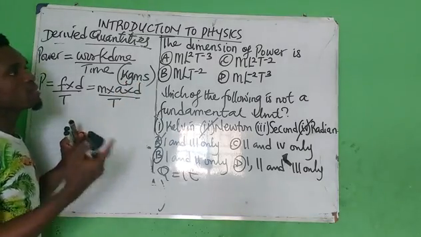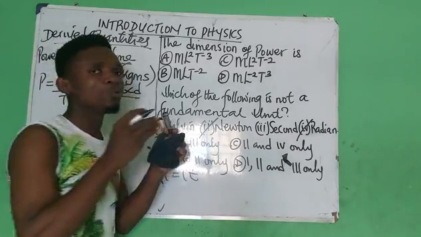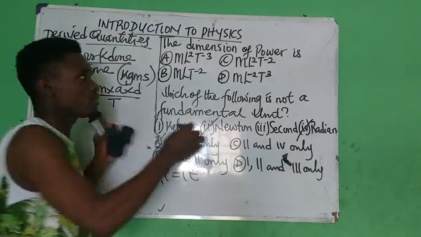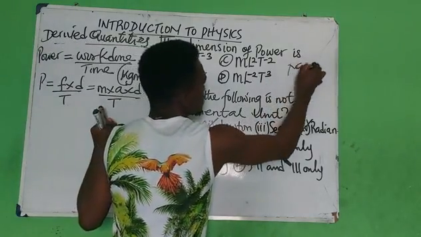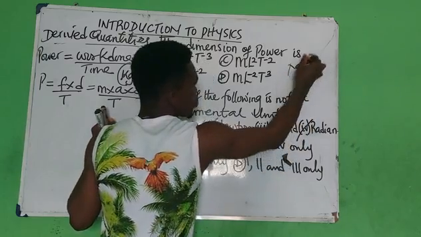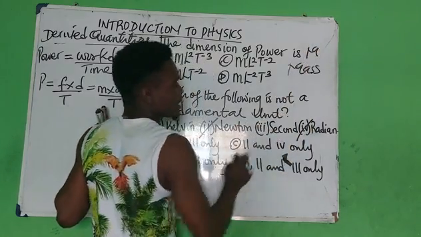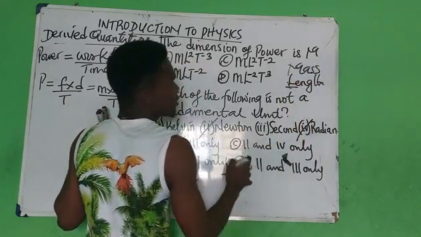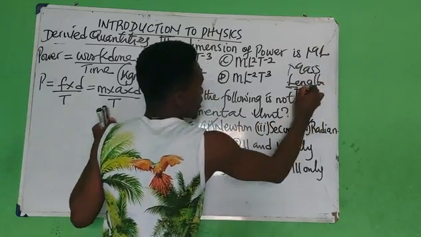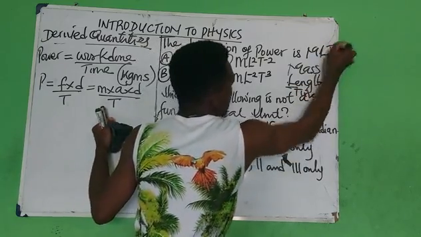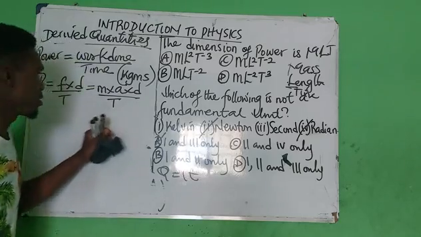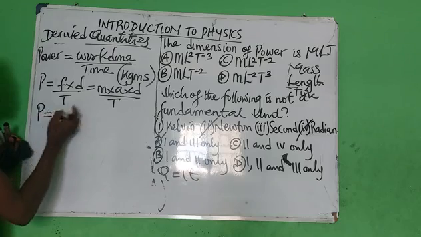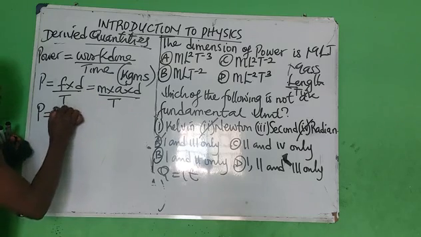Seconds. But in terms of dimension, we make use of the first alphabet that begins the word. Mass is written as big letter M. Length, we are picking big letter L. Then time, we are picking big letter T. M, L, T. So based on what I've said so far, power becomes: mass here is big letter M.